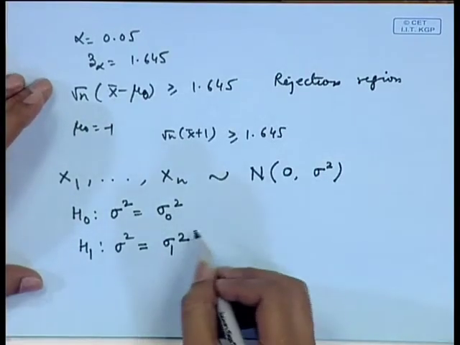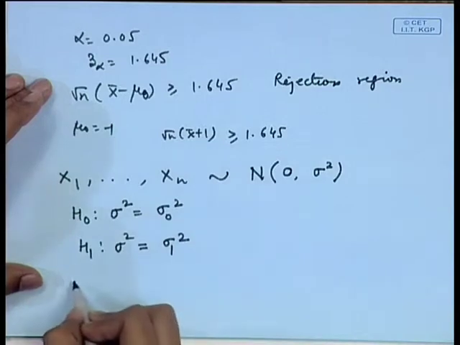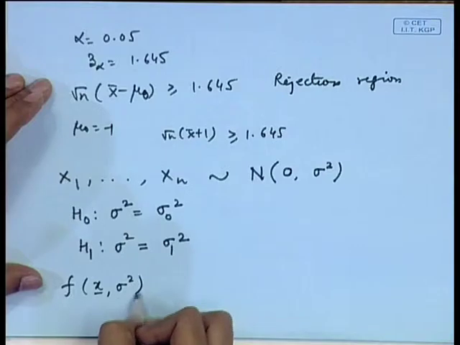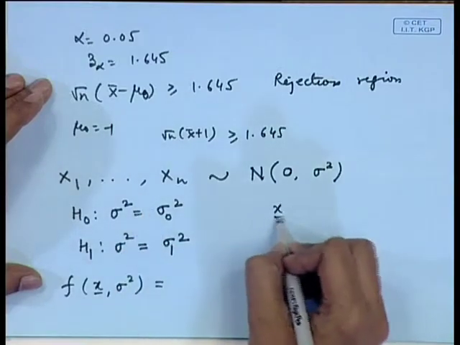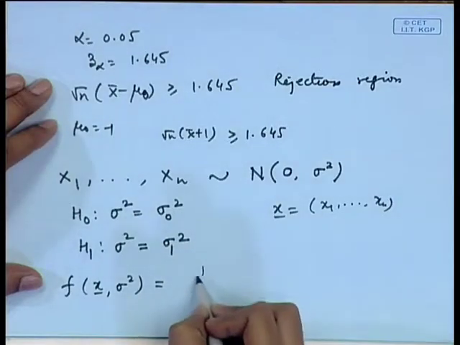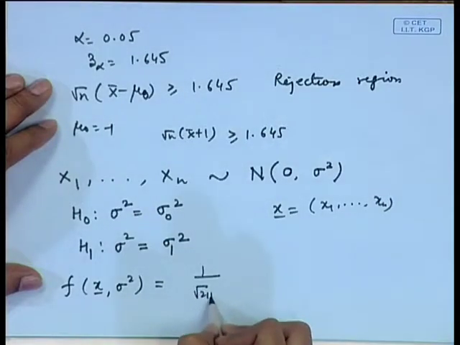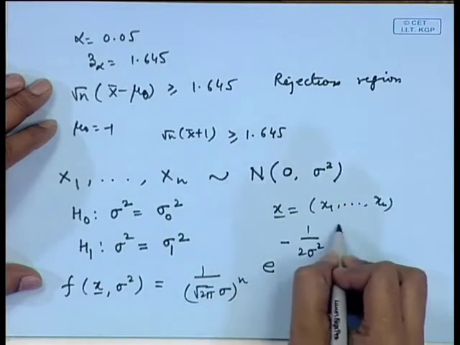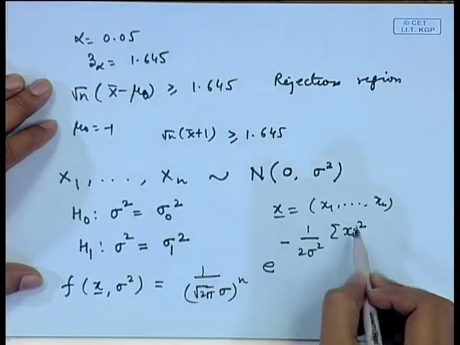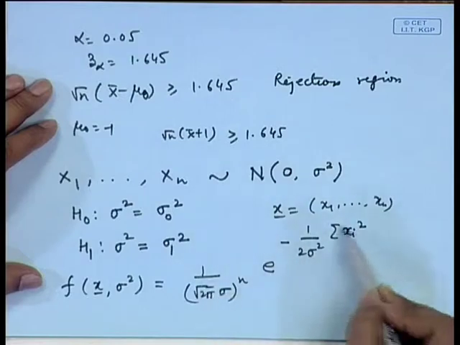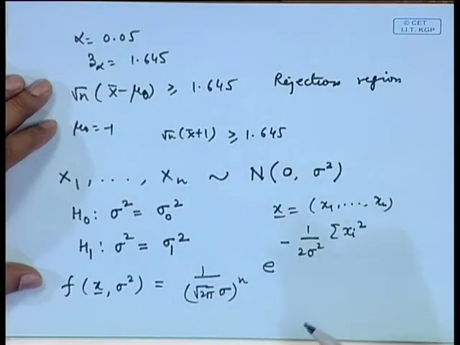Now, once again let us write down the density function f x sigma square. We need to write the joint distribution of x 1, x 2, x n. That is 1 by root 2 pi sigma to the power n e to the power minus 1 by 2 sigma square sigma x I square, since I have taken the mean of the normal distribution to be 0. So, the joint distribution of x 1, x 2, x n turns out to be this one.